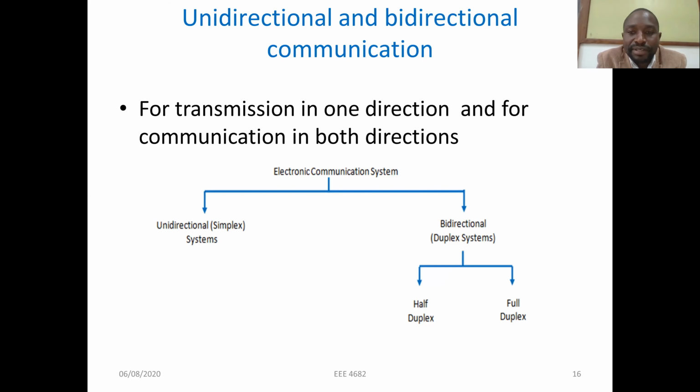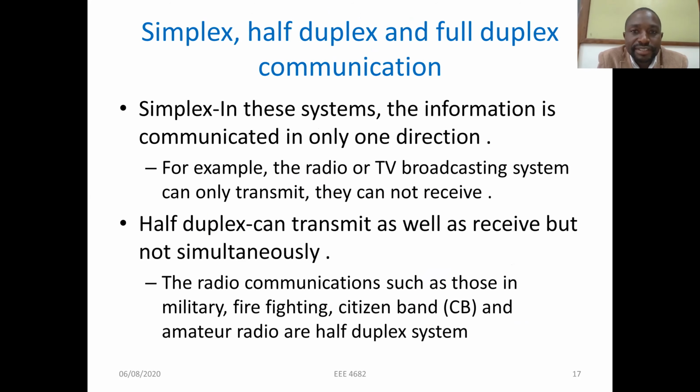So bidirectional means that information can flow in both directions, while unidirectional means that you can only transmit information in one direction. So simplex, in these systems, the information is communicated in only one direction. And a good example is when you are transmitting information, say from a radio or broadcasting station onto a radio or TV set in individual customers' homes. So that's a good example of simplex communication.